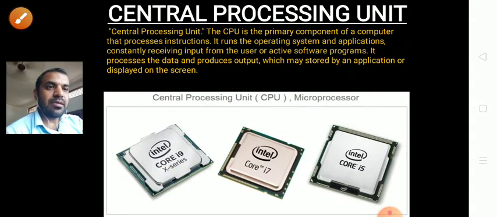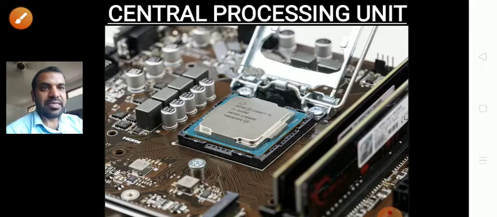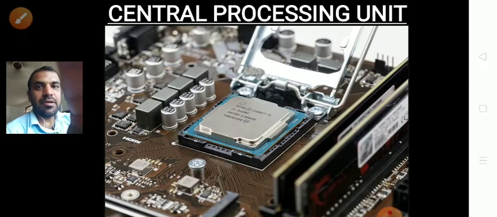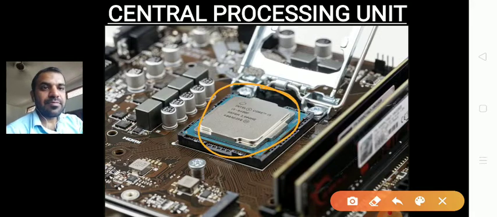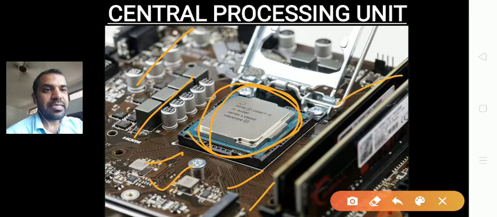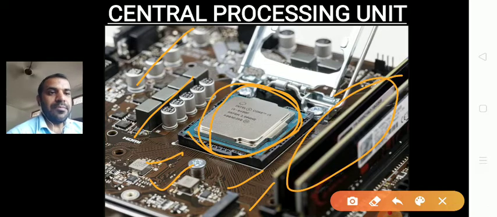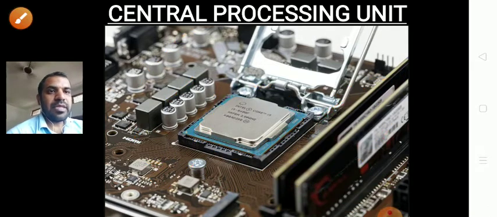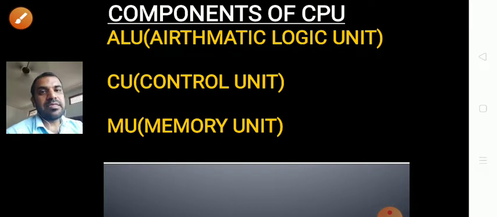Okay, so this is your figure where the CPU is situated. You can see this is the CPU. These are the equipments. This is the motherboard where all the equipments are situated. This is RAM. Okay, next slide. This is the component of the CPU.